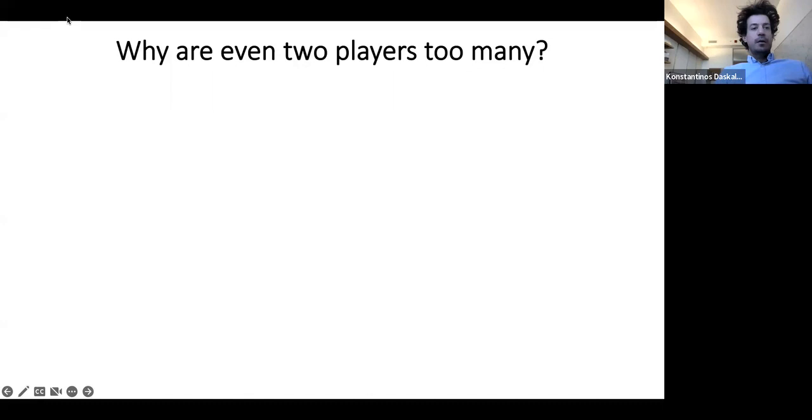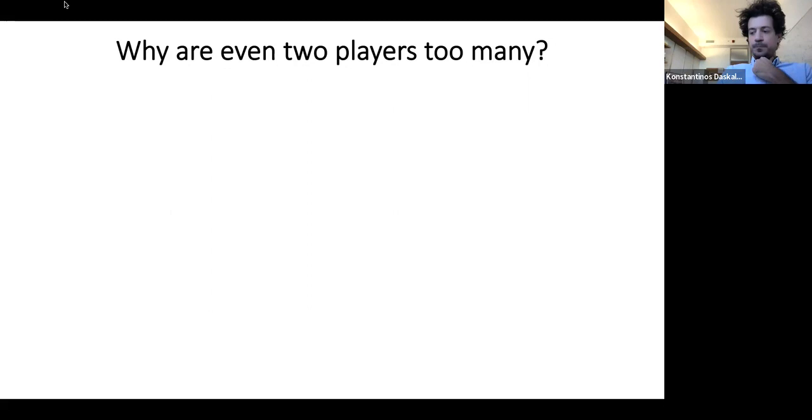Yeah, so I want to give you a hint of intuition about why this complexity result holds, and conclude with some open directions if you want to think about problems in this area, which I think is a productive thing to do.